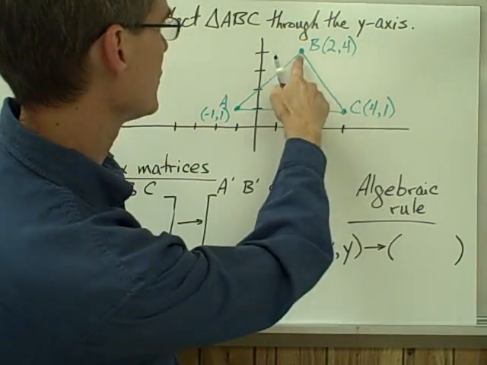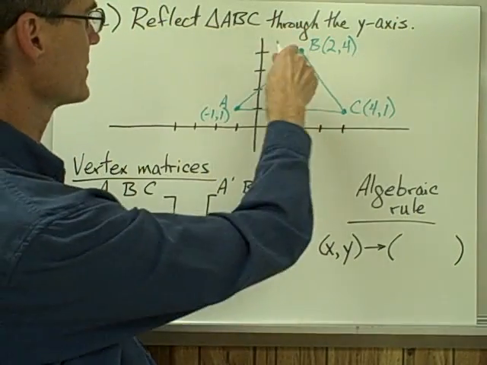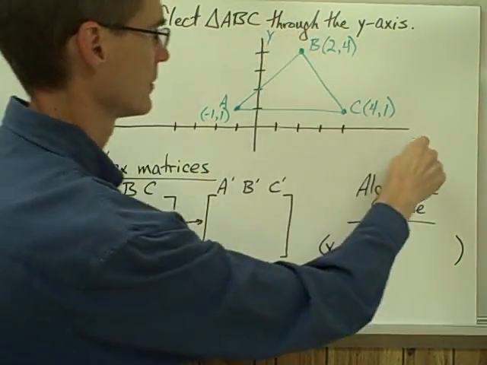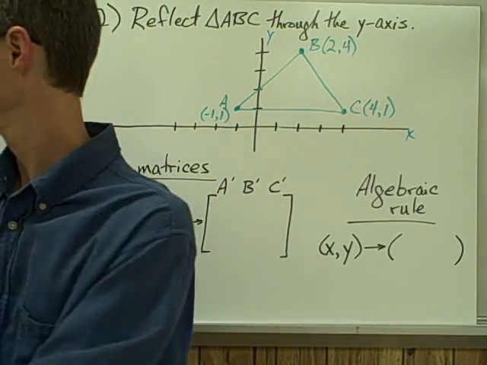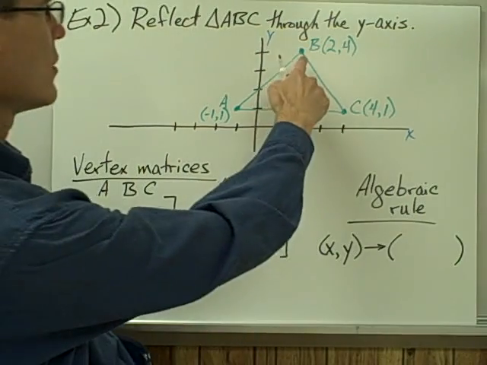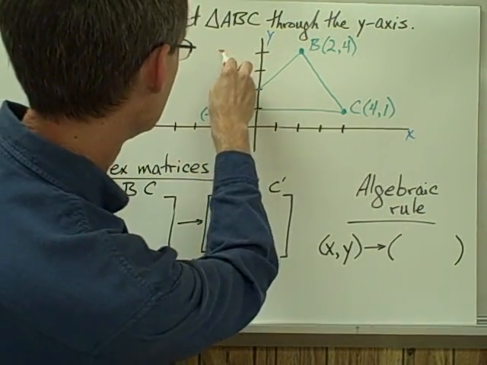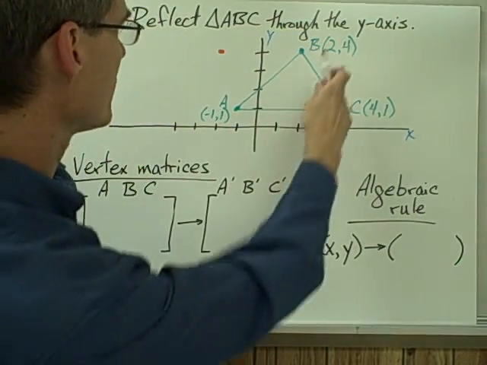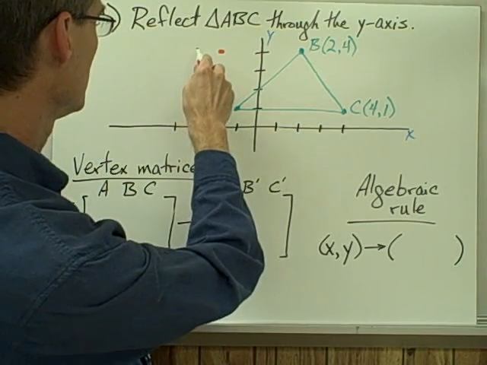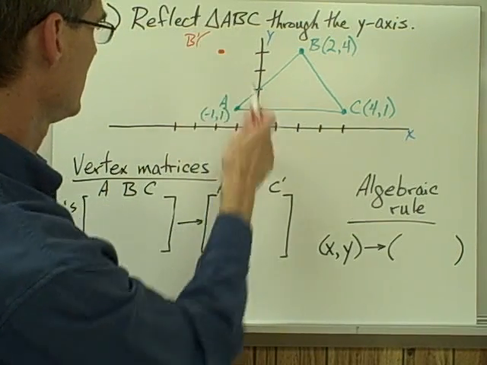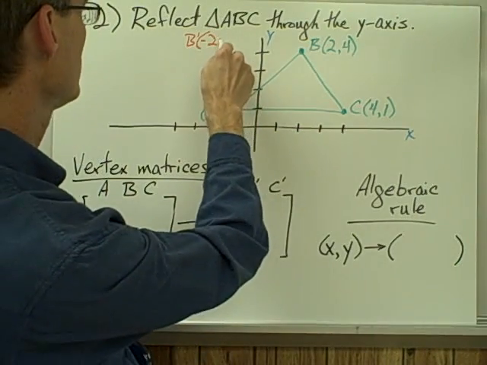B is at 2, 4, and I want to reflect that across my y-axis. This is my y-axis. This is my x-axis. Get my red pen. So I want to reflect this across the y-axis, which means that's going to come over to this point right here, which is going to be, let's see, B prime is going to be -2, 4.